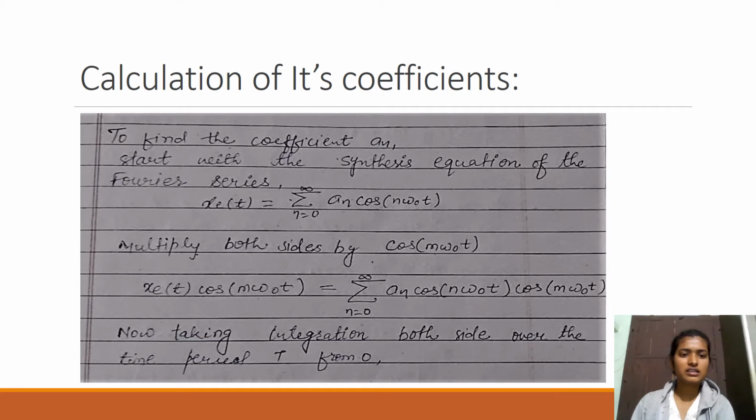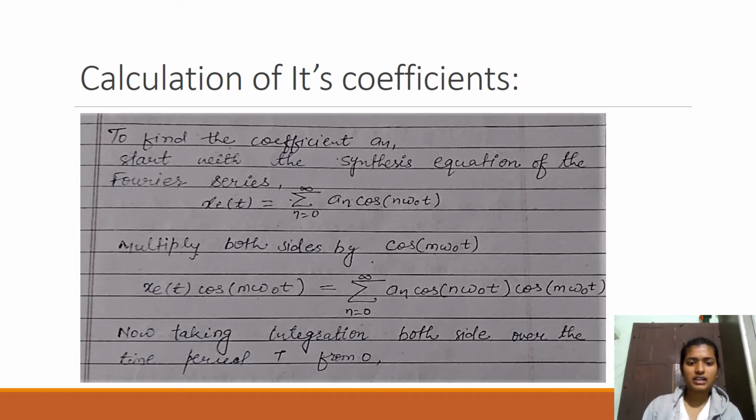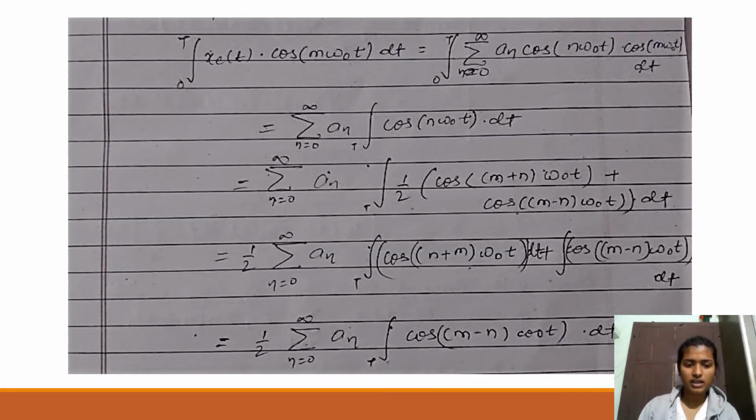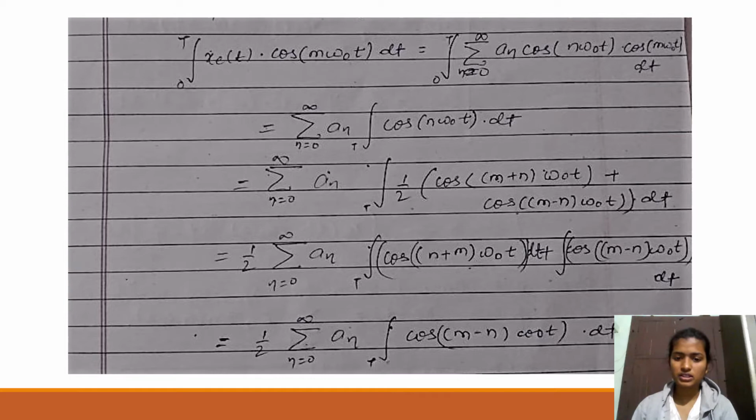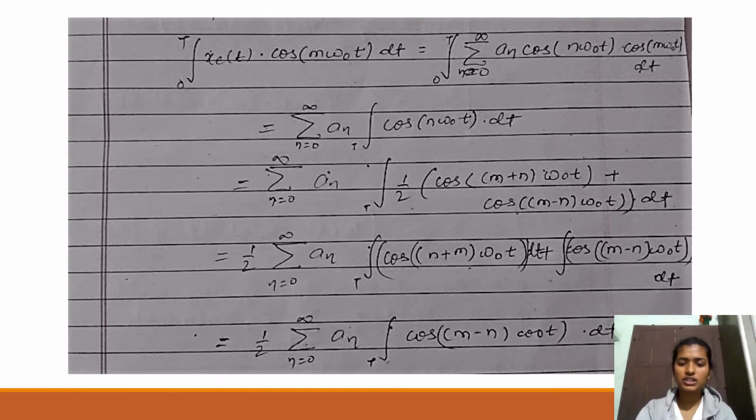Now let's see the calculation of the coefficients. To find the coefficient a_n, we start with the synthesis equation of the Fourier series: x(t) is equal to summation of a_n cos(n omega naught t), where n goes from 0 to infinity. After calculating, we get half of the summation of a_n cos((m minus n) omega naught t) dt. So basically we have to integrate only cos((m minus n) omega naught t) dt over one time period capital T.